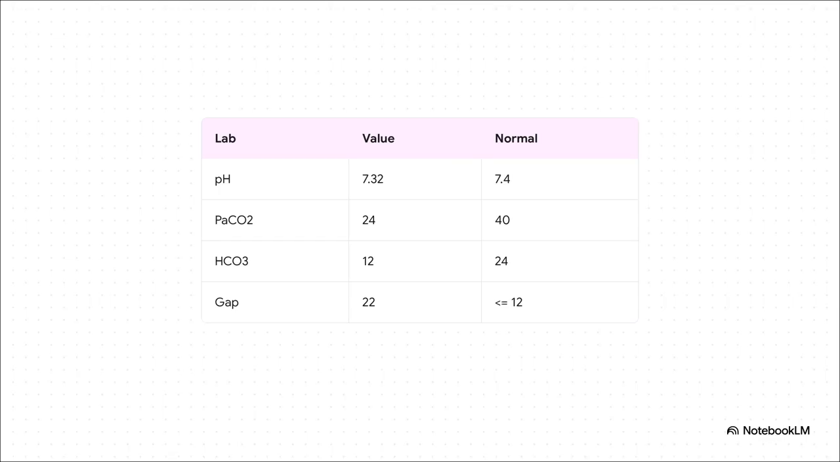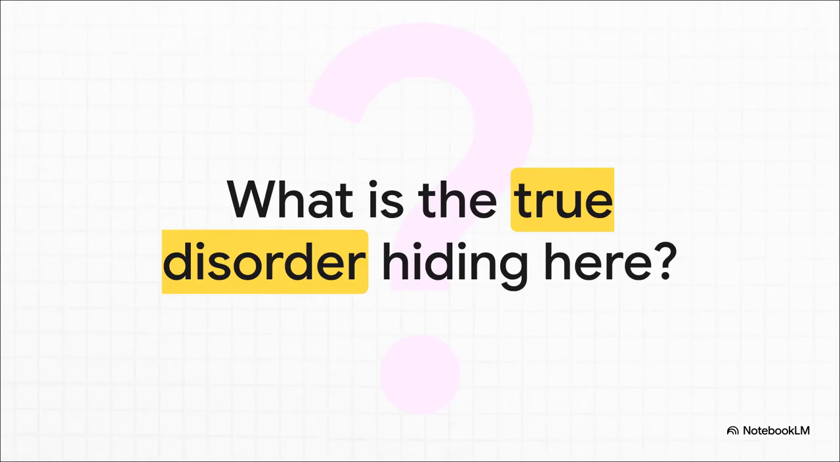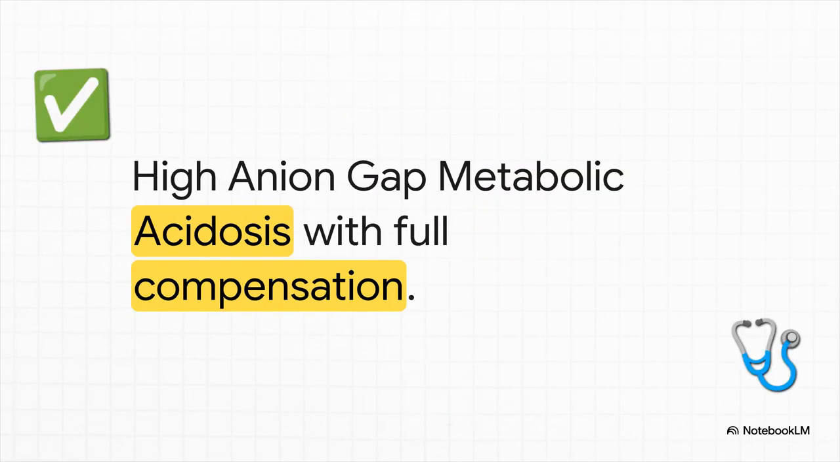And wow, look at that glaring anion gap of 22. So, applying the protocol, we have an acidosis, it's metabolic, and the gap is high. But what is the full, true disorder here? Is the respiratory system appropriately covering for it, or is there a hidden accomplice? Take a few seconds to deduce this yourself. The diagnosis is high anion gap metabolic acidosis with full respiratory compensation.